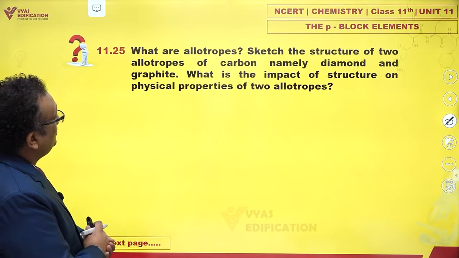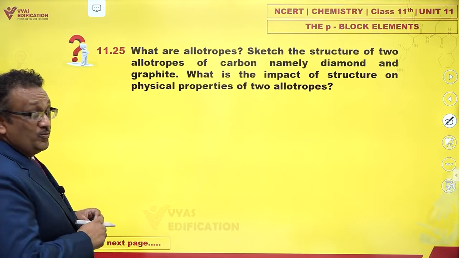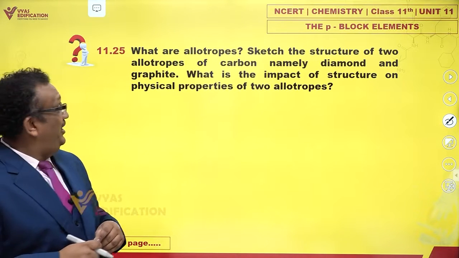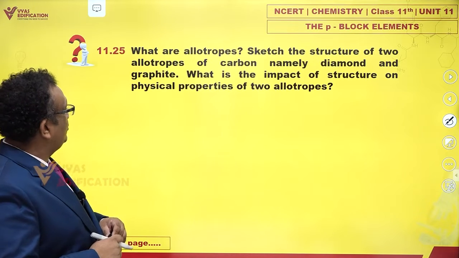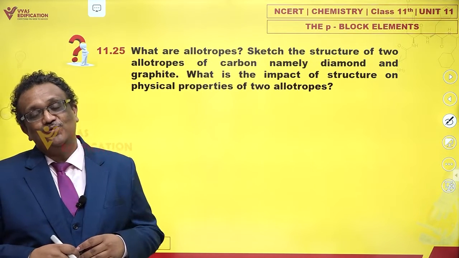What are allotropes? Sketch the structure of two allotropes of carbon, namely diamond and graphite. What is the impact of structure on physical properties of two allotropes?